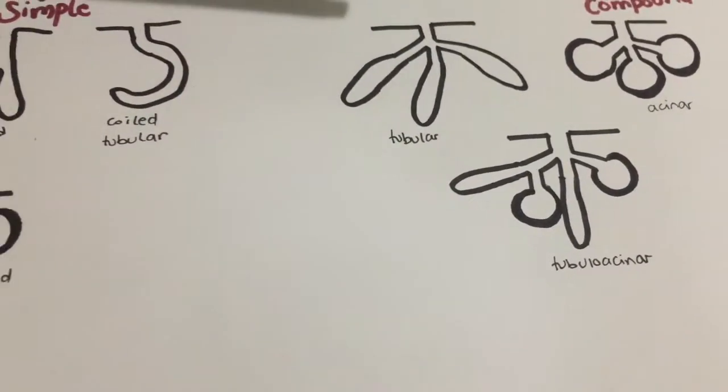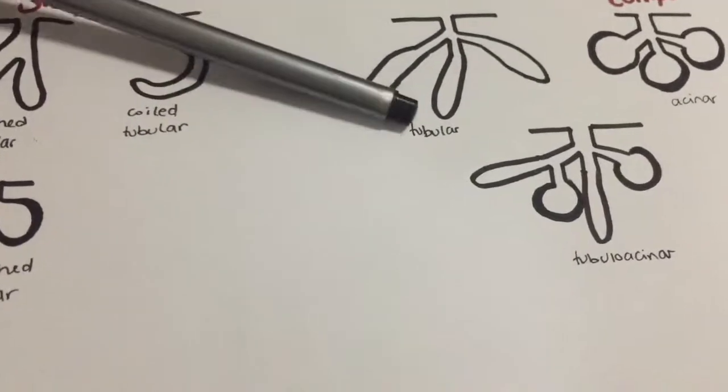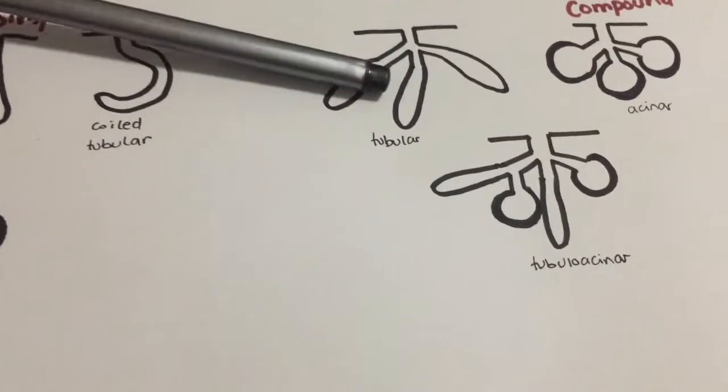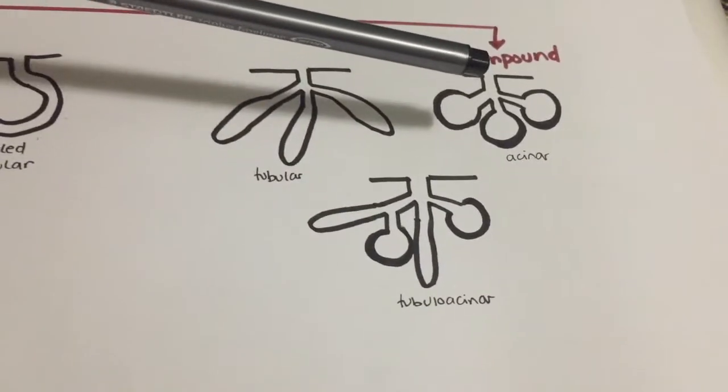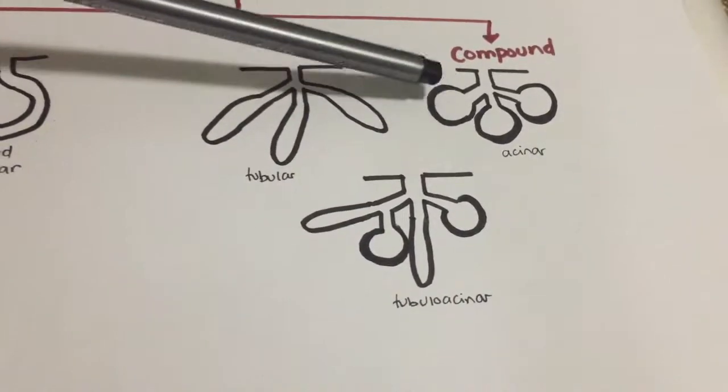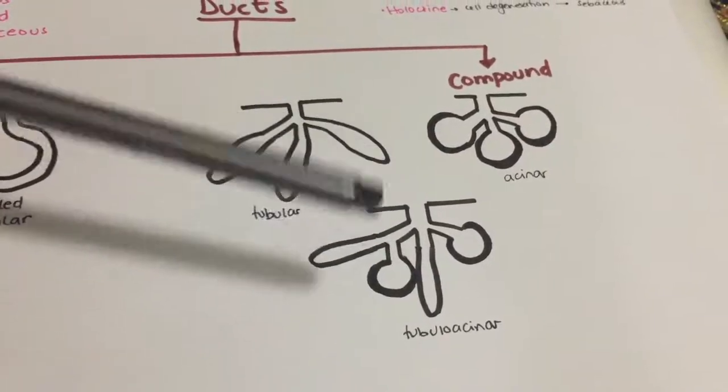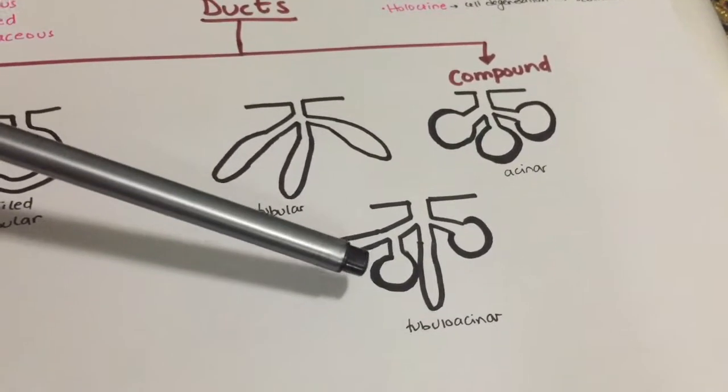Now we're going to be talking about compound. Compound tubular is found in the Brunner's gland in the duodenum. Compound acinar is found in the pancreas. Compound tubuloacinar is found in salivary glands.